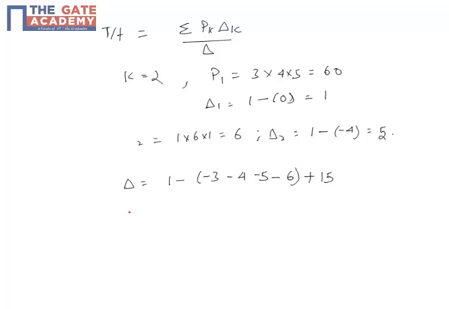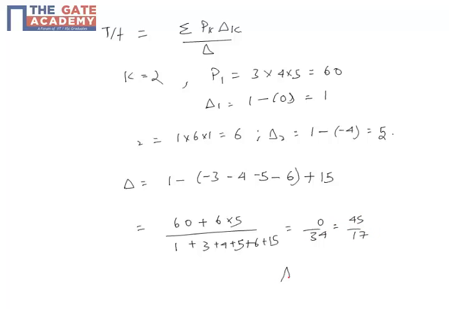So the gain, which is the transfer function here, is 60 plus 6 into 5 divided by 1 plus 3 plus 4 plus 5 plus 6 plus 15, so that is equal to 90 by 34, which is equal to 45 by 17, so the correct option is A.